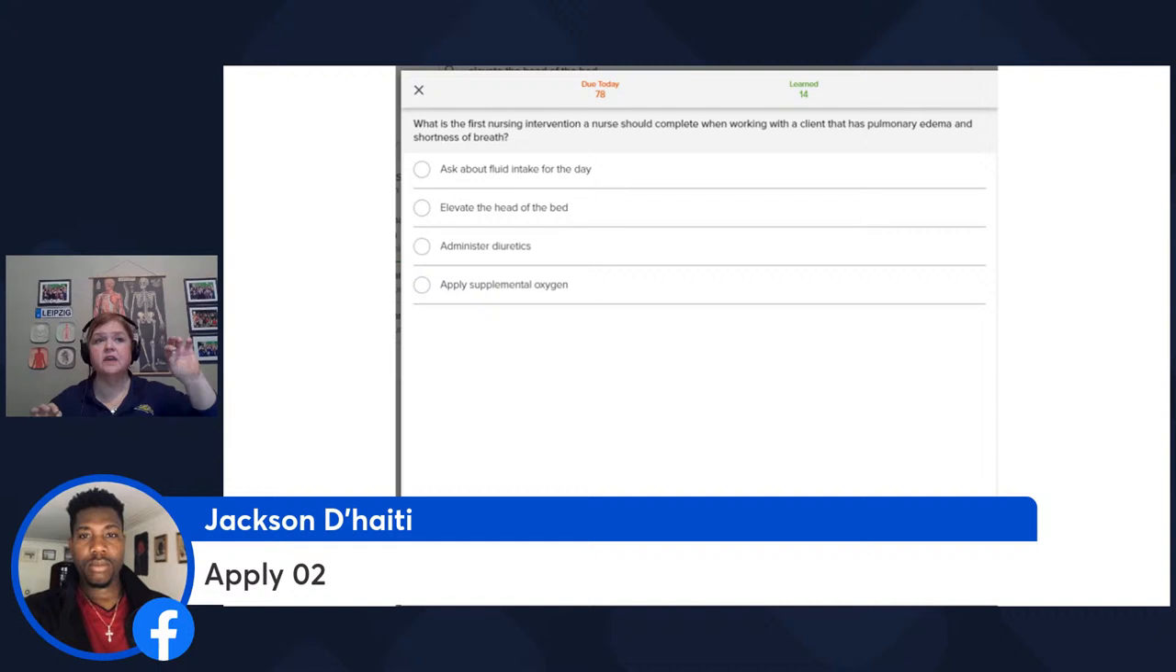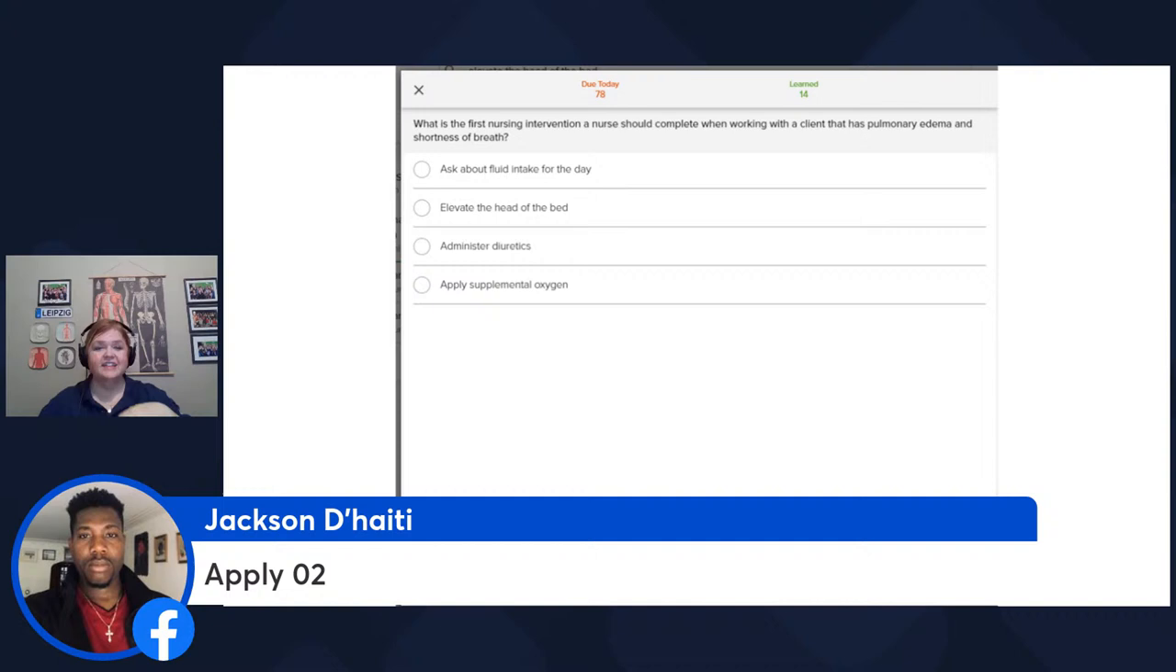What's the first nursing intervention? Giving diuretics will help, but that isn't a better answer to do first than elevating the head of the bed, so I'm going to eliminate that. Now, oxygen, gosh, that's the one I want to go to, right? That is the one I want to go to.